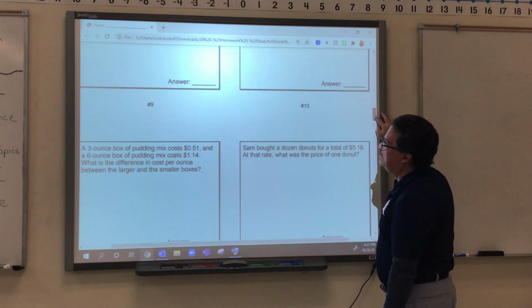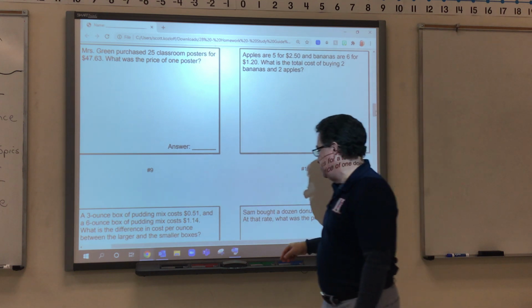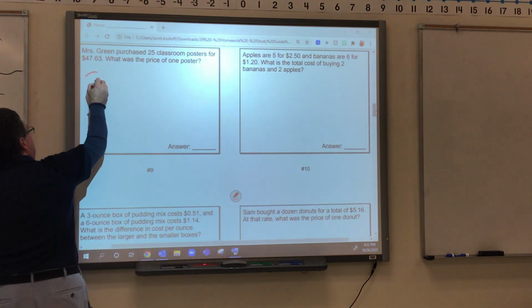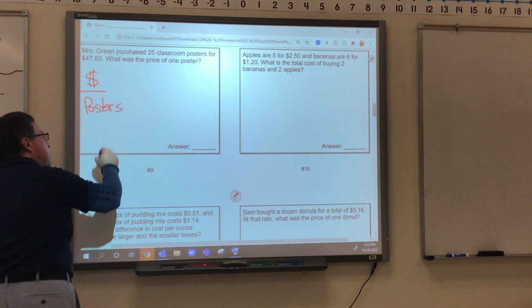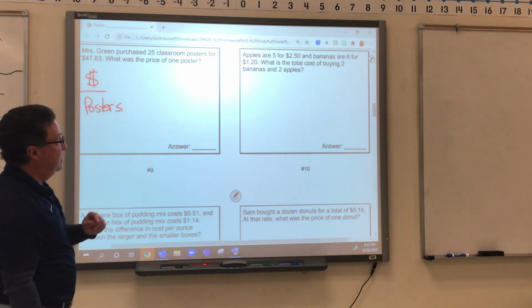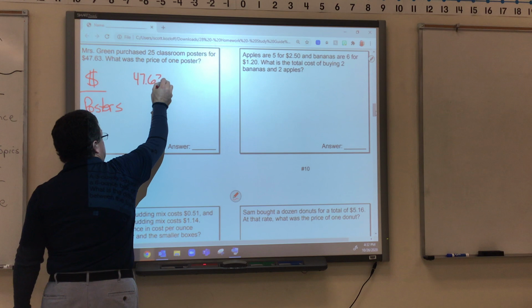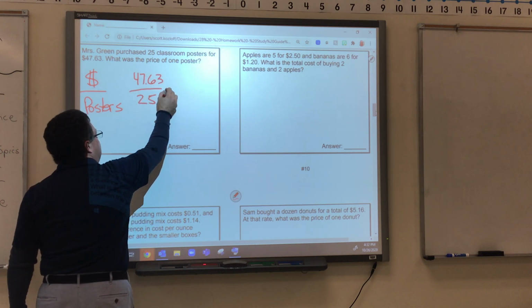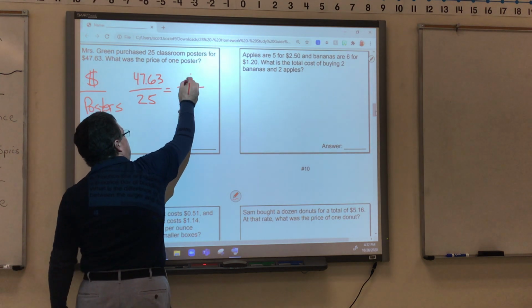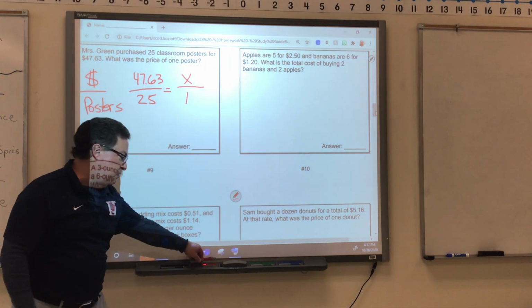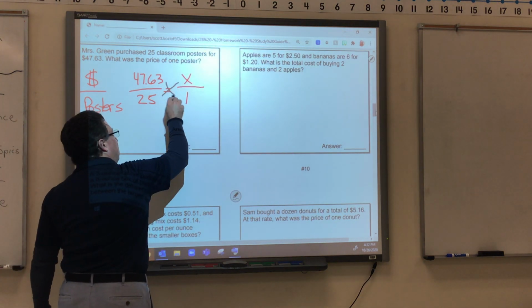Number 9 says, Mrs. Green purchased 25 posters for a price. That means I'm paying dollars for posters. Again, step 1, word statement. Step 2, write what you know: $47.63 for 25 posters. I want to know what the price is for 1 poster. Now I've set up my proportion and I can move on to step 4, which is to cross multiply.